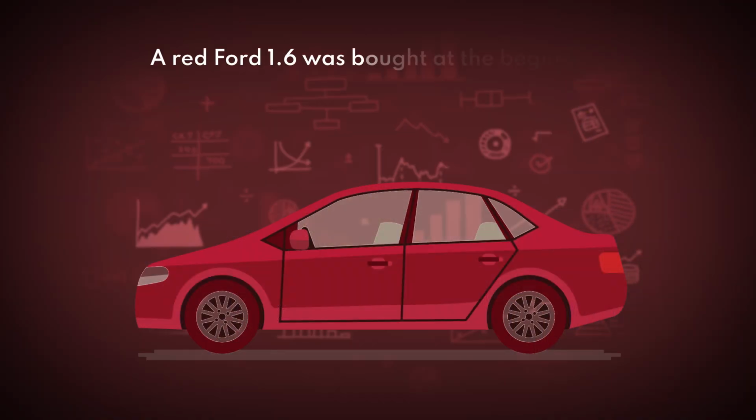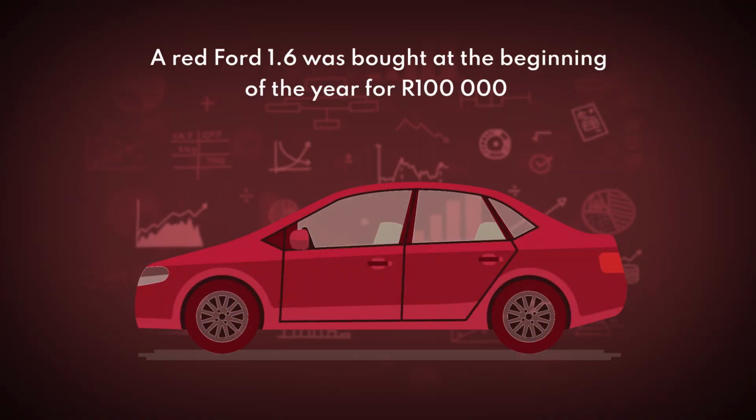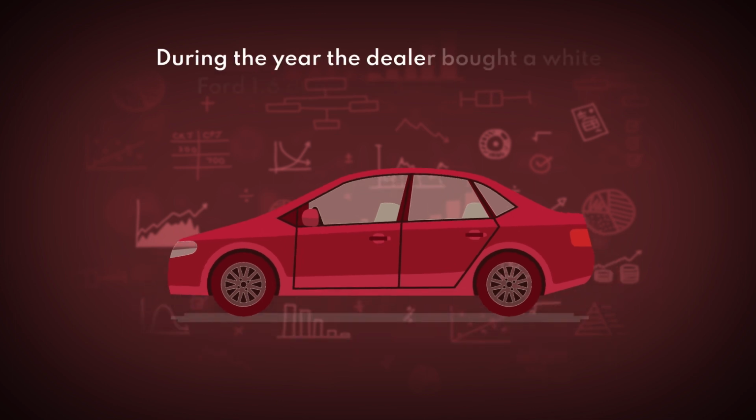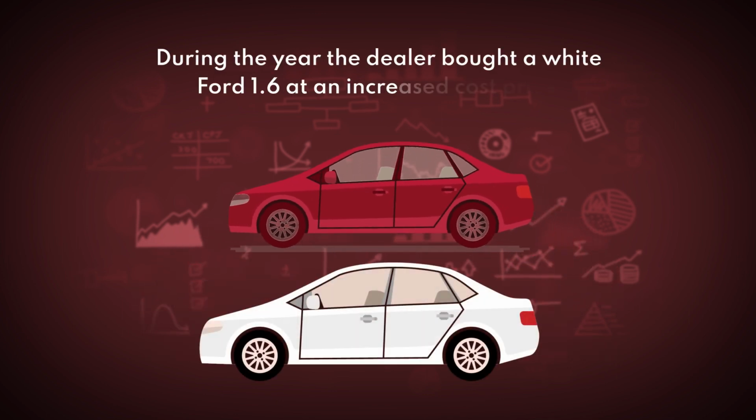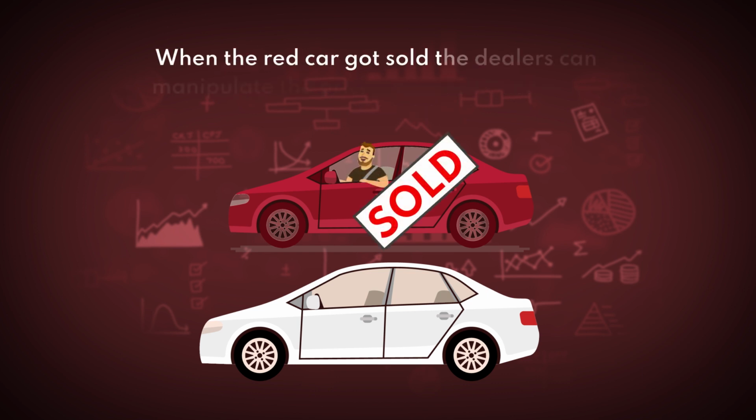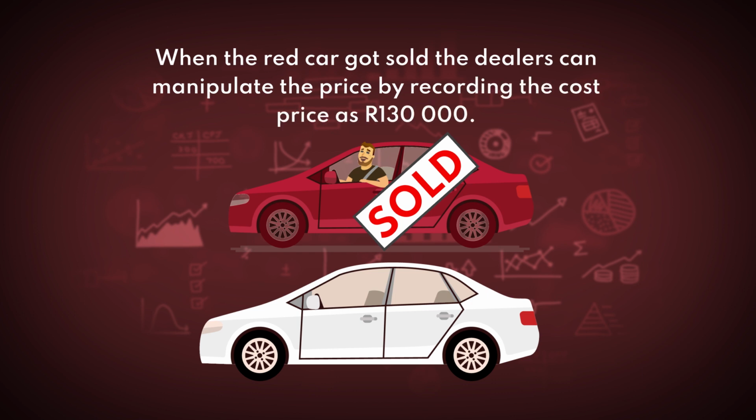The disadvantage of this method is that the price of, for example, a vehicle can be manipulated. A red Ford 1.6 was bought at the beginning of the year for 100,000 Rand, and during the year, the dealer bought a white Ford 1.6 at an increased cost of 130,000 Rand. When the red car got sold, the dealers can manipulate the price by recording the cost price as 130,000 Rand. So the profit was manipulated by showing a smaller profit than the true profit. The dealers can choose to do the opposite as well, when they want to show a higher profit.